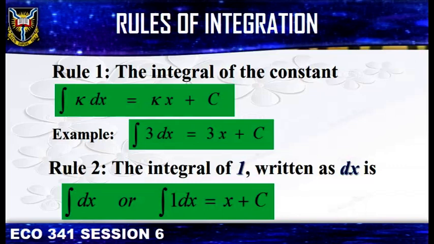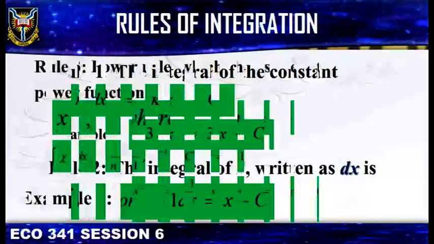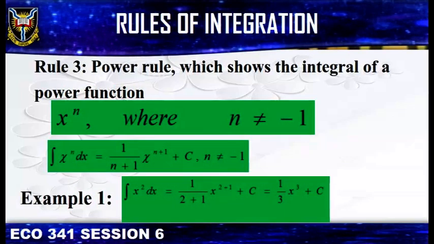Rule 2. The integral of 1, written as dx, is ∫dx or ∫1 dx = x + c. Rule 3. Power rule, which shows the integral of a power function x raised to the power n, where n is not equal to minus 1. ∫x^n dx = 1/(n+1) x^(n+1) + c, n ≠ −1.